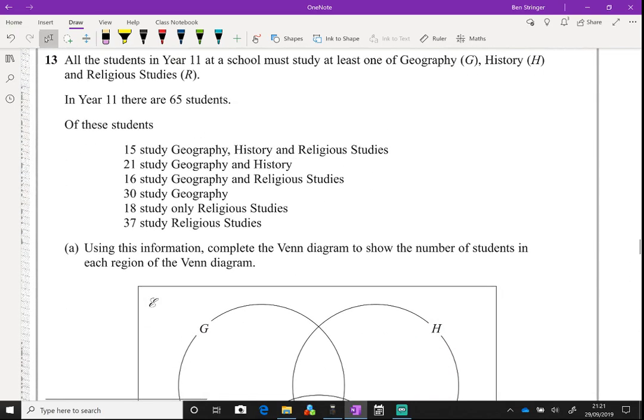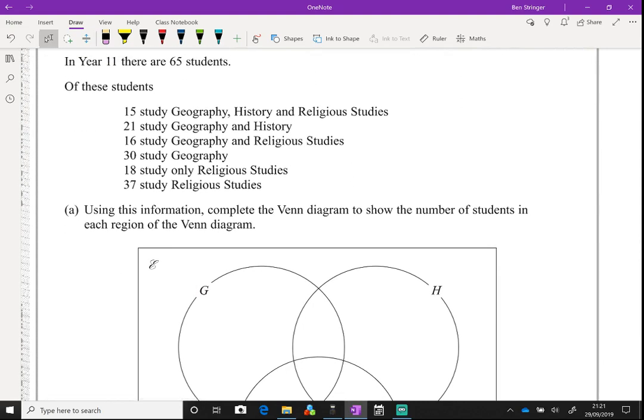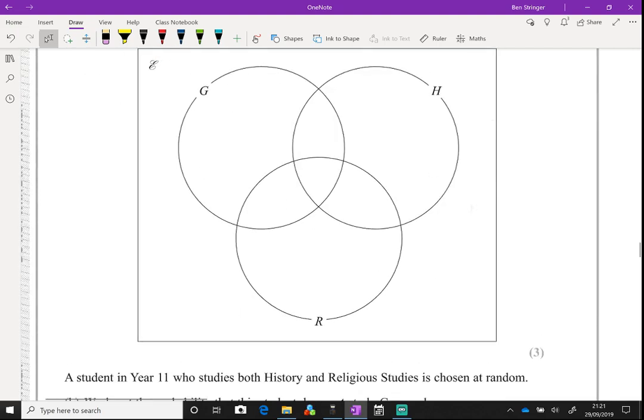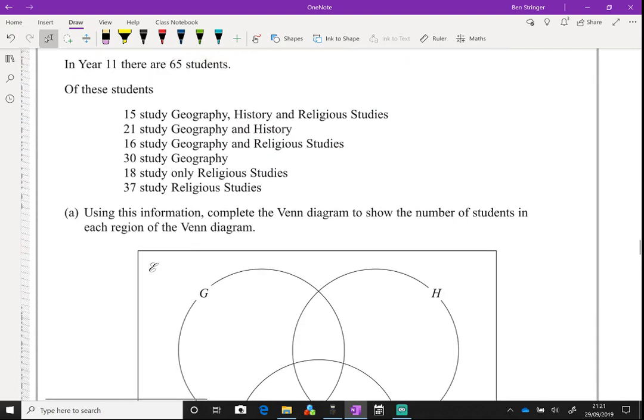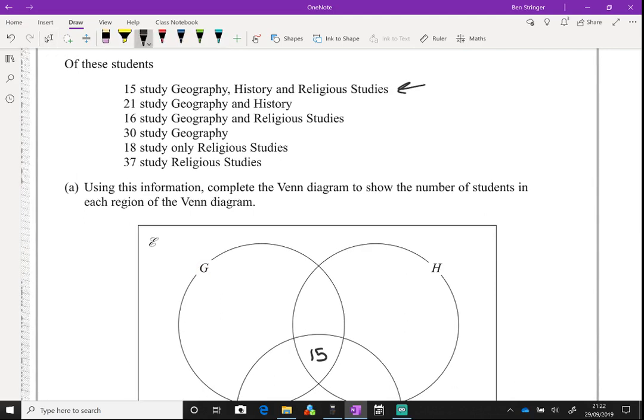All the students in year 11 at school must study at least one of these. There's 65 students in total. I always like to start with everything in common to all of them. So we've got geography, history and religious studies. Where is it they study all together? Here. There's 15 who study all 3 of them. Give that a tick.